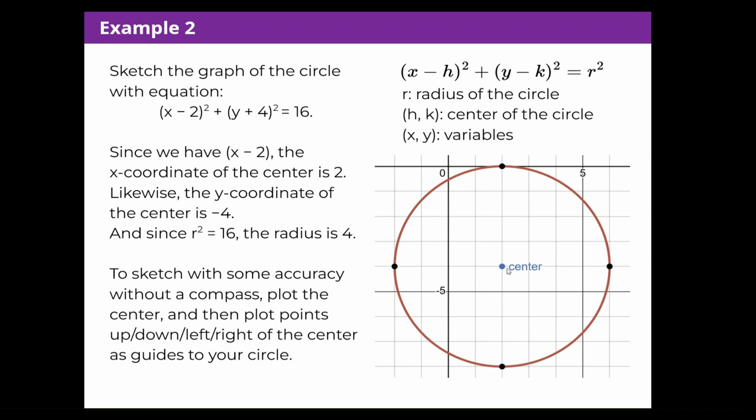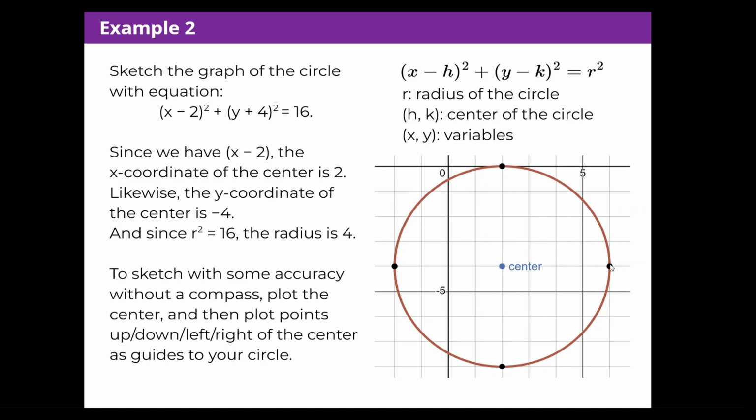What I usually do is first I plot the center. Center is (2, -4), so there it is. And then if I'm drawing by hand and I don't want to get out a compass or fancy drawing tool, since the radius is 4 and I am using a coordinate grid, I go out and I plot points 4 in each direction, up, down, left, right from the center.